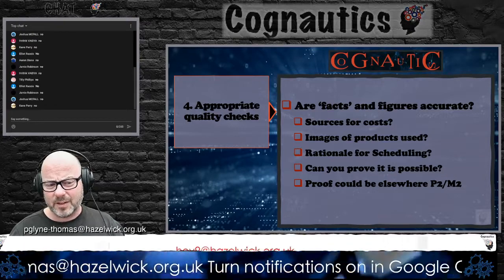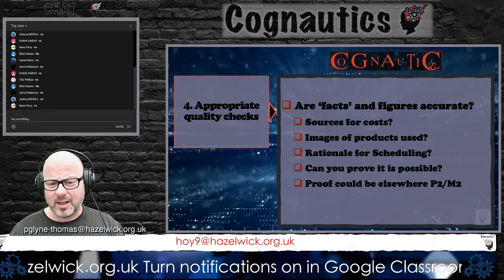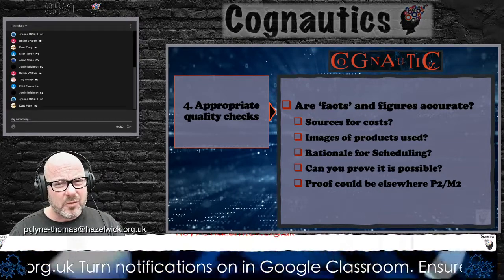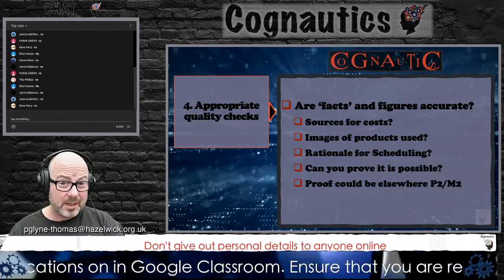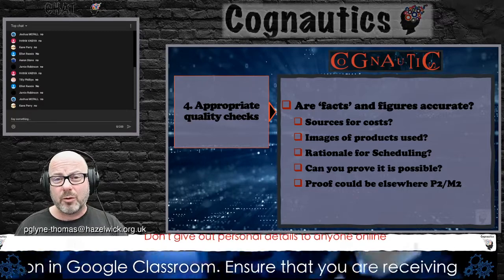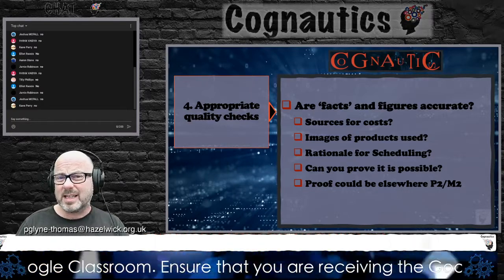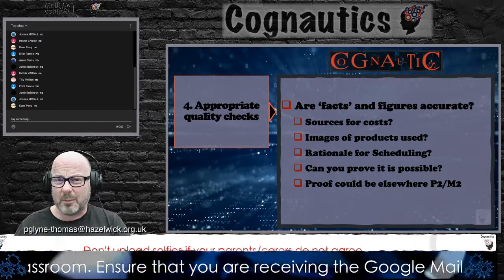So are the facts and figures accurate? Again, quality checks. Put some images for the products you're going to use, maybe dash cam, put a few images, be nice to see what he's spending his money on. If I was throwing 3 or 4 or 5 grand at you, I'd like to see the shiny new dash cam that I'm going to get. That would quite excite me.